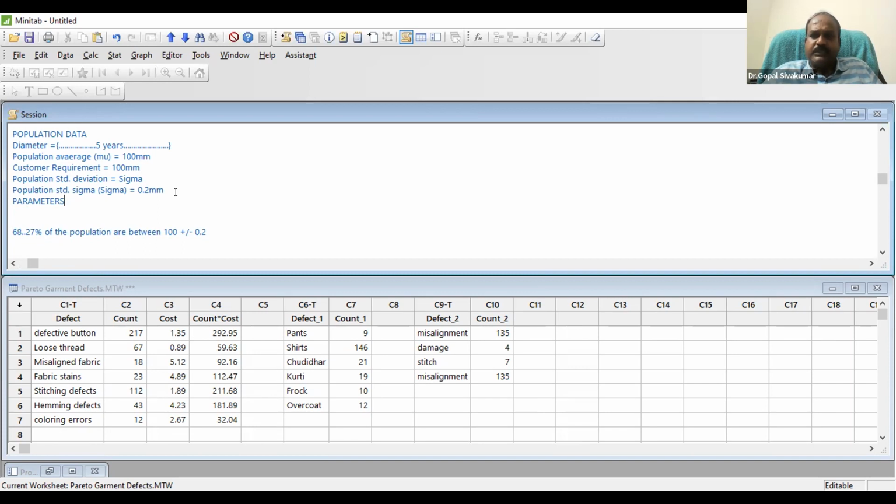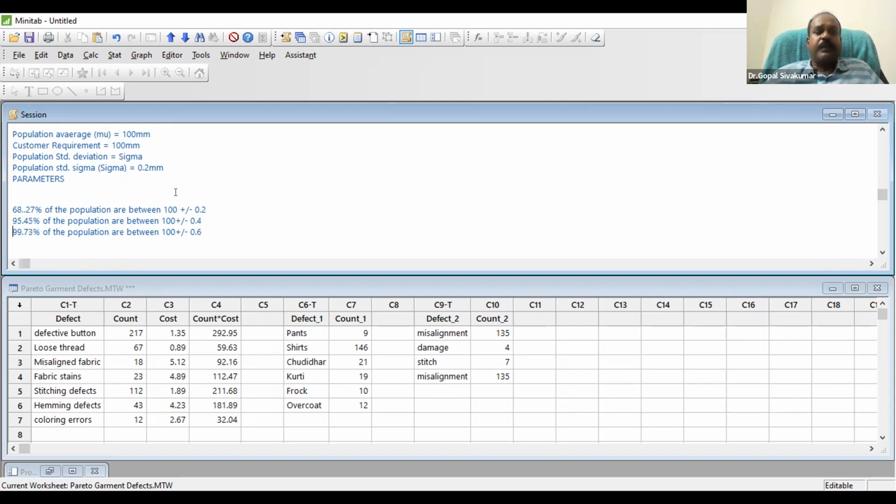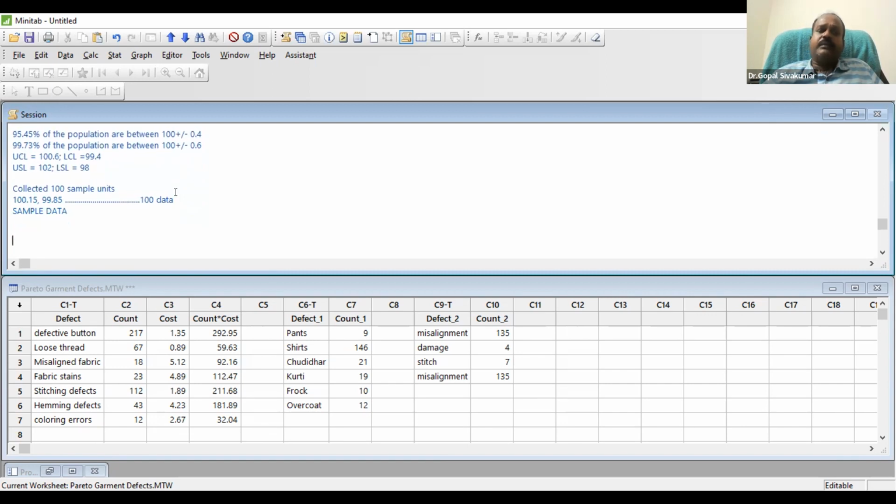How your population data behaved, how your population data is behaving, I understand through certain numbers. Those numbers are called parameters. Now coming to the sample data. Can you calculate average for the sample?